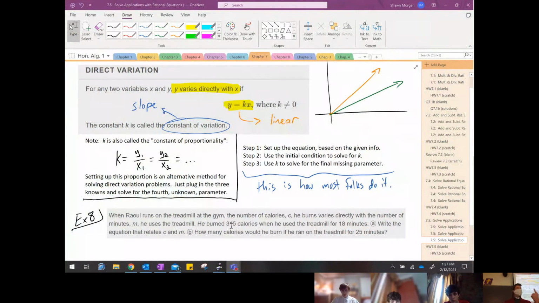Did you write all four of them down, the names of them? We got direct. What's another kind, Connor? Inverse. Very good. Those are the two that I'm going to teach you this year.